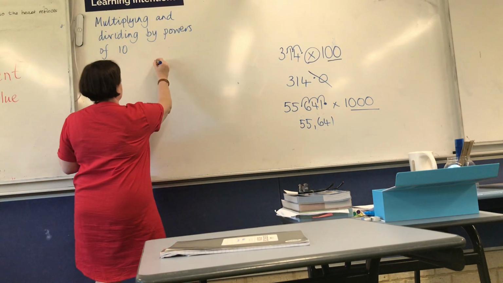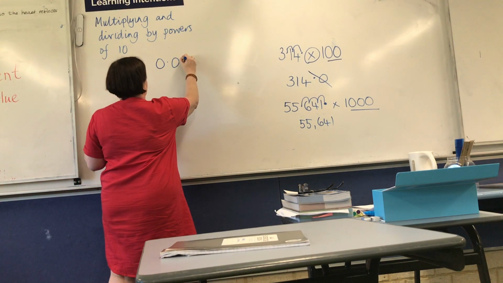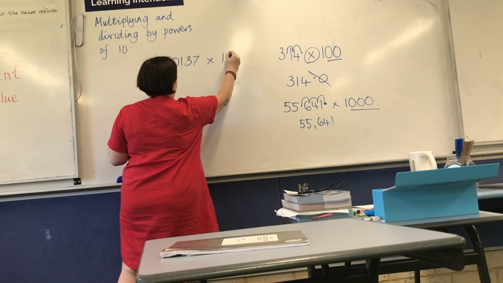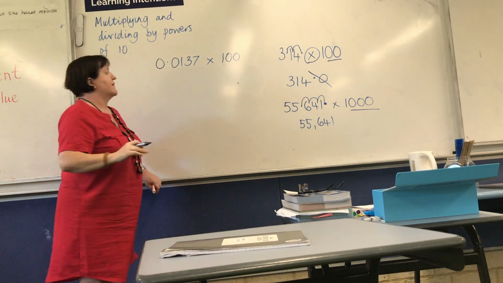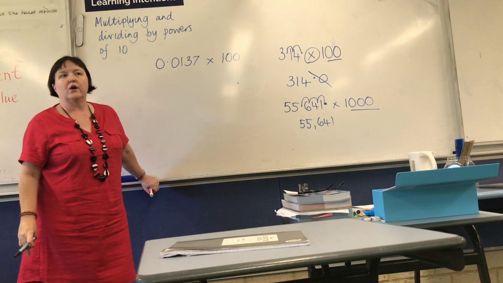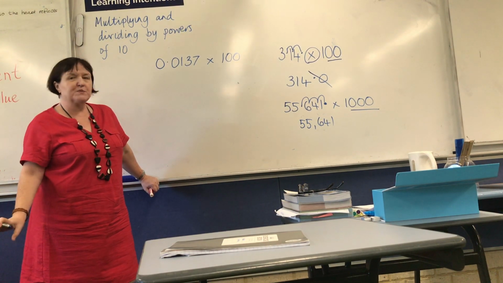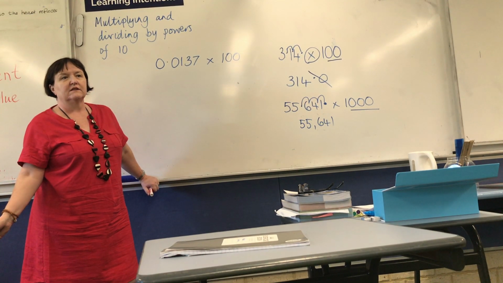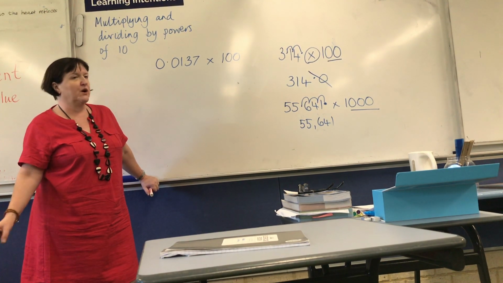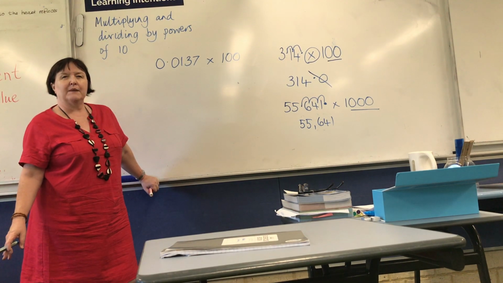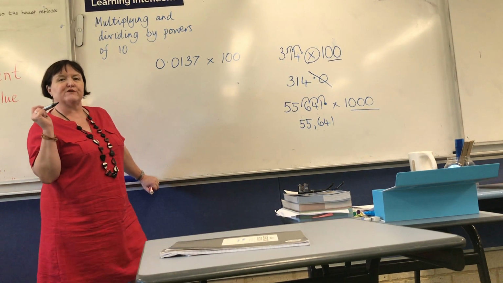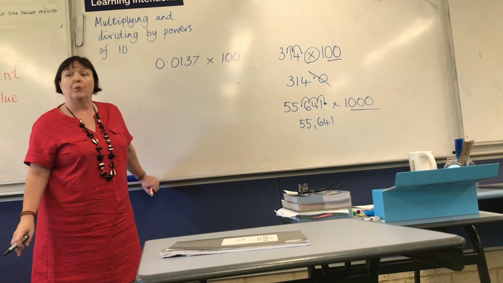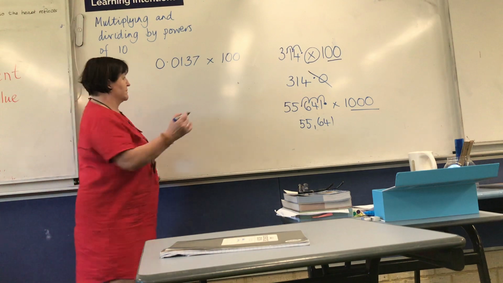Oh no, let's do a kind of a 0.0137, and we're going to multiply that by 100. So I'm going to multiply it, so it's going to get bigger because it's a whole number. 100's a whole number. So the decimal place is going to move to the right. How many places? Penny? 2. Why? Because there's 2 zeros. Well done, because there's 2 zeros.